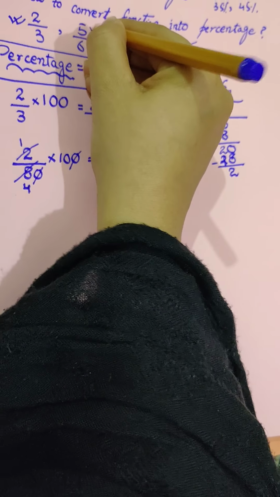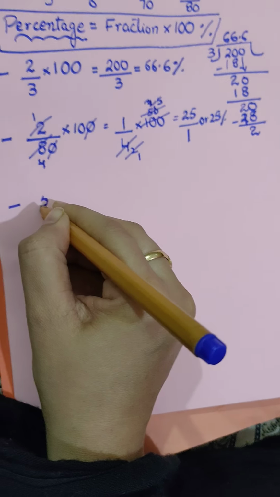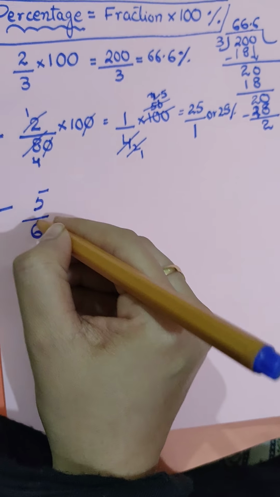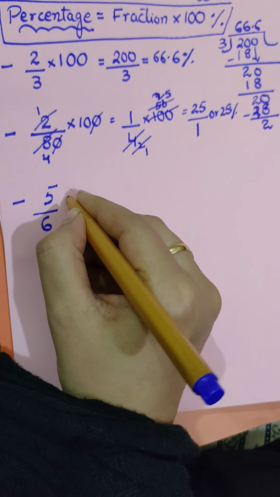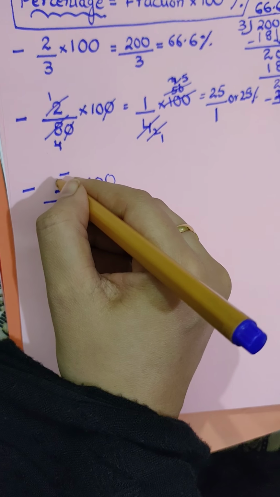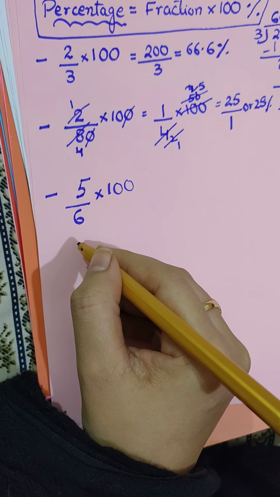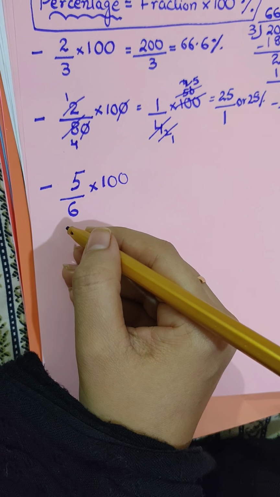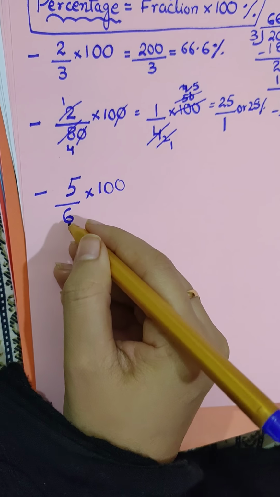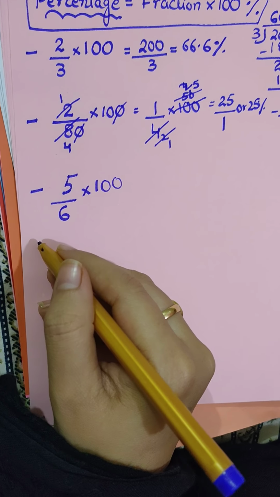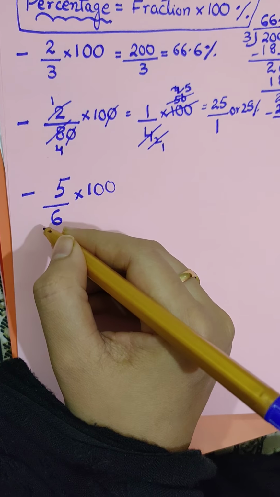Okay, let's see this one, 5 over 6. This is a fraction, and the question is that you have to find its percentage. So in order to find its percentage, multiply it by 100. After multiplying it by 100, you have to see which two numbers you can simplify. Can you simplify 5 and 6? Pause the video and think about it. No, you cannot simplify 5 and 6 because 5 is an odd value and 6 is an even number, right? So you cannot simplify.